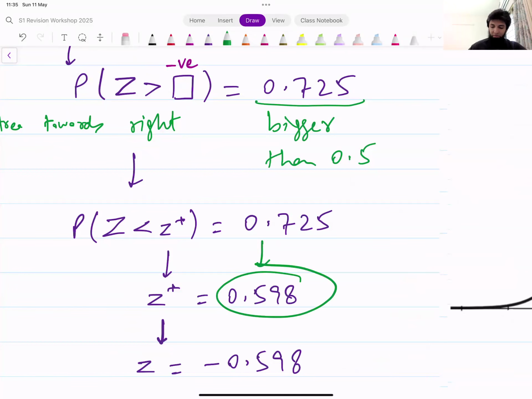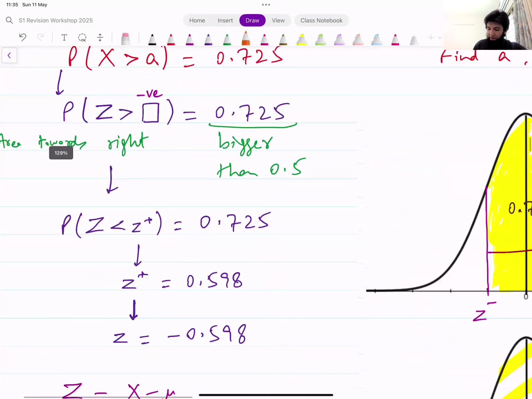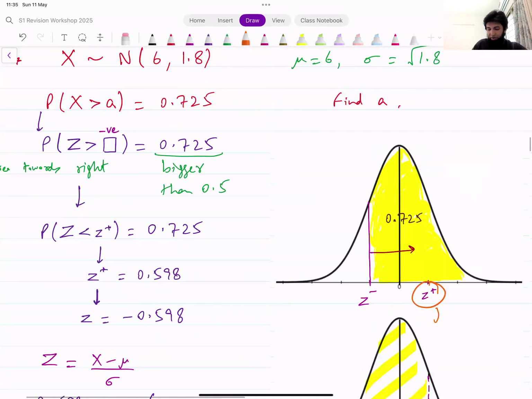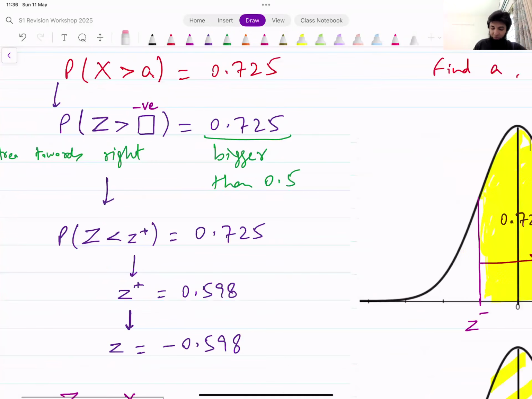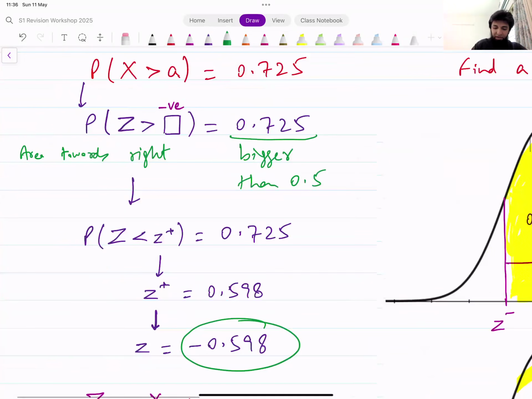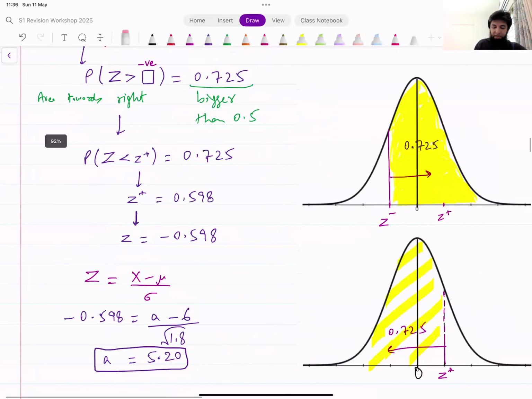And now we don't put this in the formula directly. Since we know that the z value was supposed to be negative, we have to write this as a negative value. So the positive z value, this side, is 0.598, but the actual z value was negative. So we put a negative sign with that, and we say this is minus 0.598. Put that in the formula now. You know the mean, you know the standard deviation.